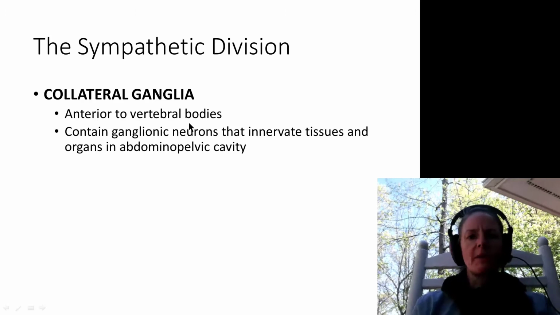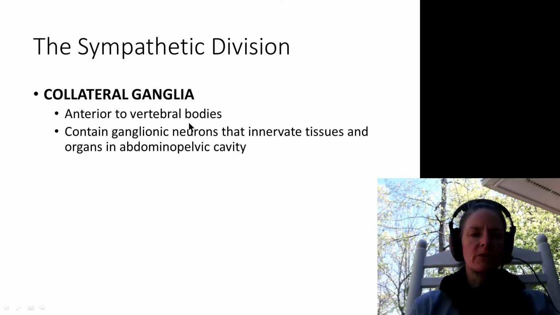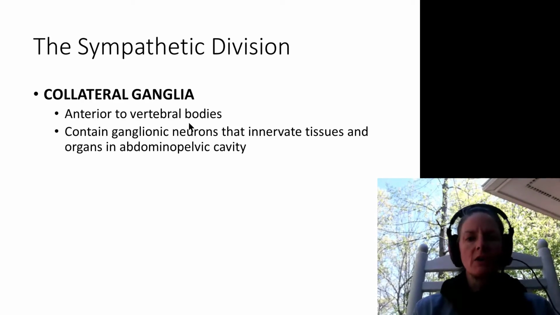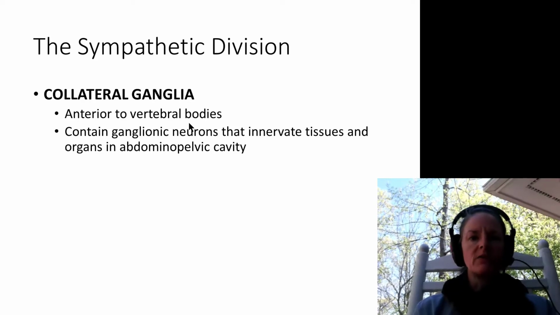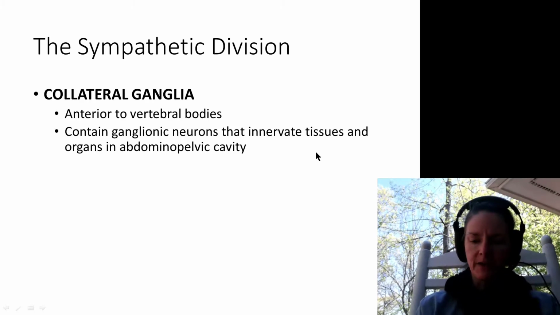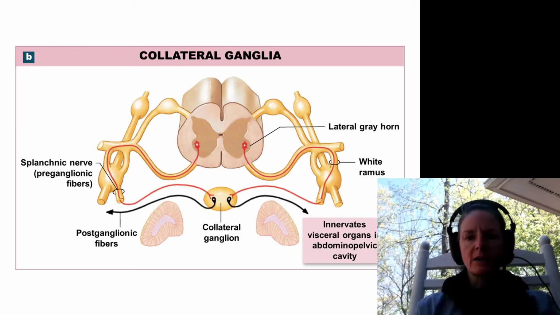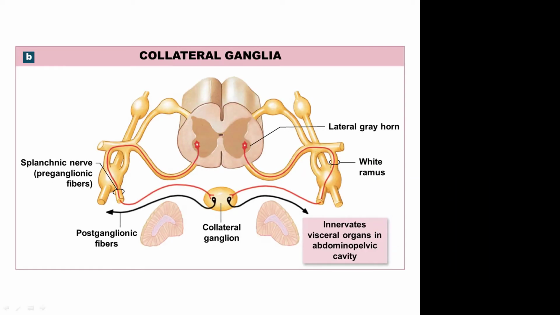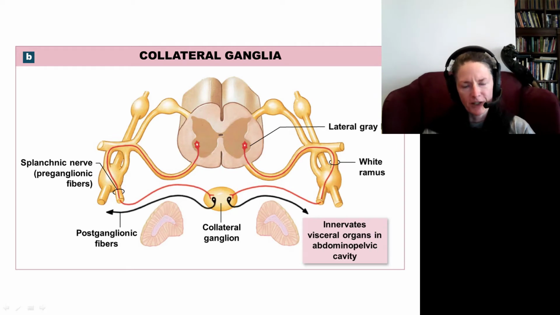All right, now let's talk a little bit about the collateral ganglia. And as we've said before, these are going to be anterior to the vertebral bodies. And these are going to be innervating organs within the abdominopelvic cavity. So we've got our three collateral ganglia. As you recall, we have our celiac ganglion, superior mesenteric and inferior mesenteric ganglion, which are found within that abdominal cavity.